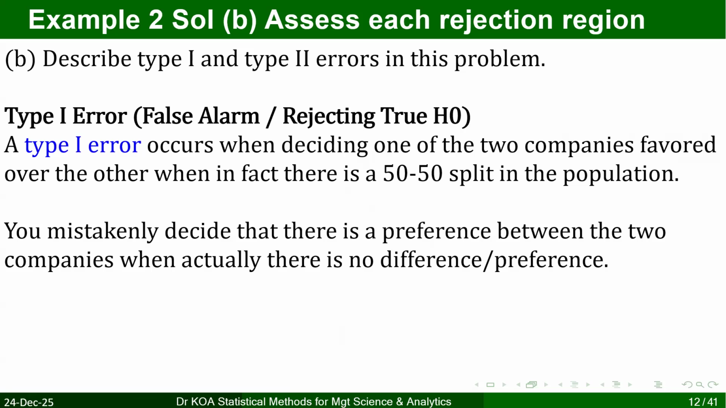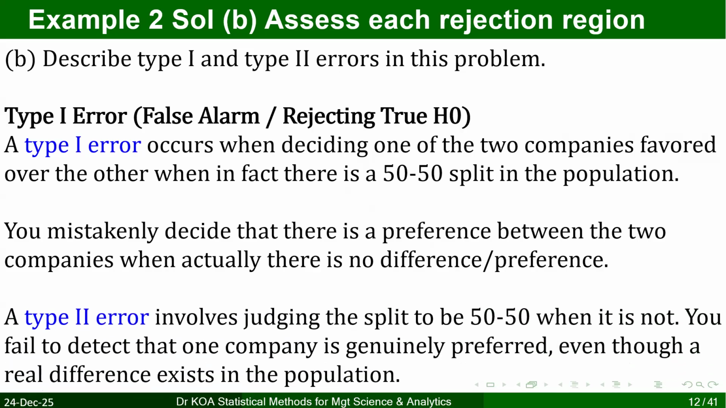In this sentence. So when you have a sentence, you should be able to identify where is the type 1 and where is the type 2. Now, type 1 actually is defined as accepting a false null hypothesis. So you have a type 1 error, which is a false alarm. A type 2 error is not.